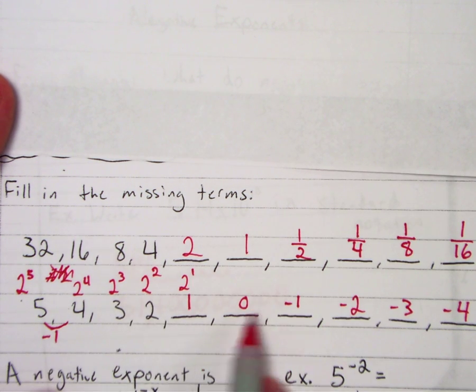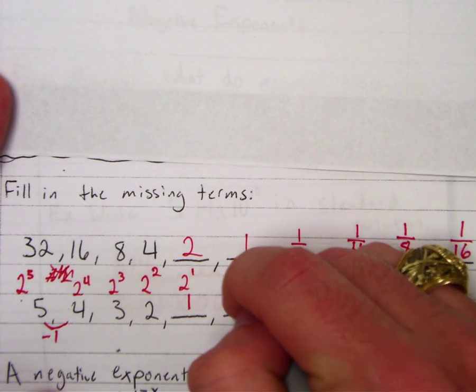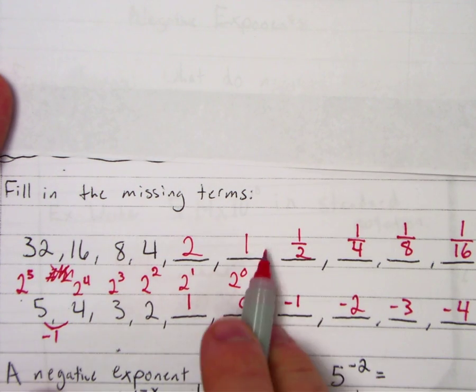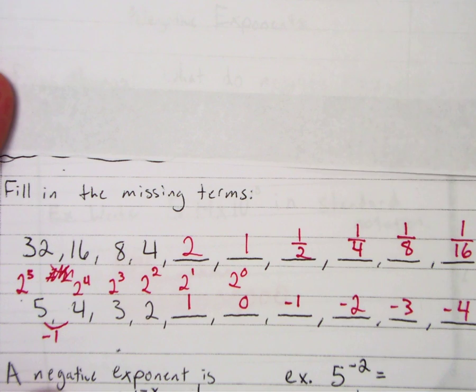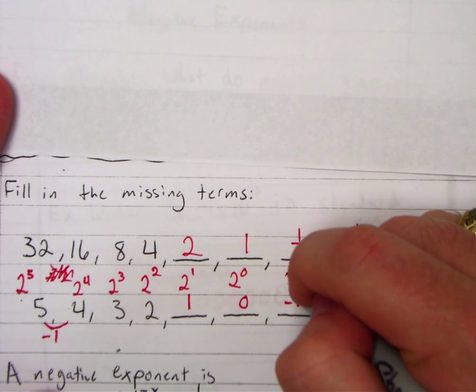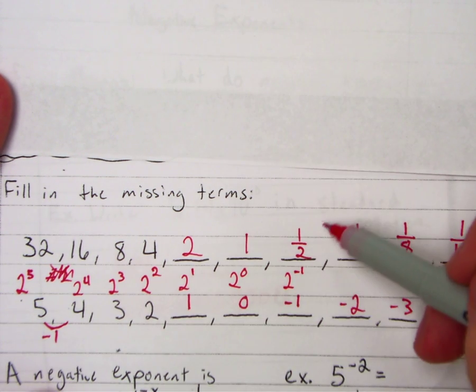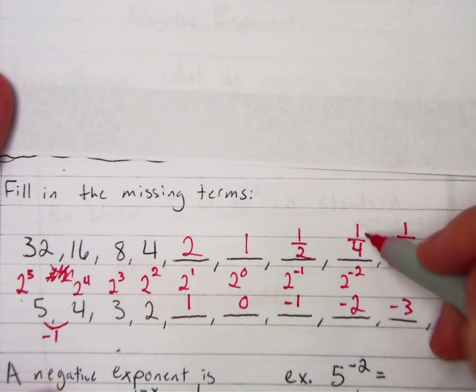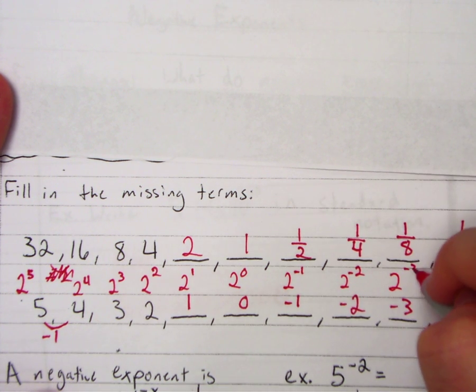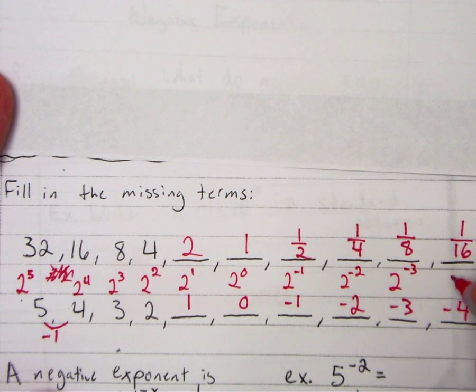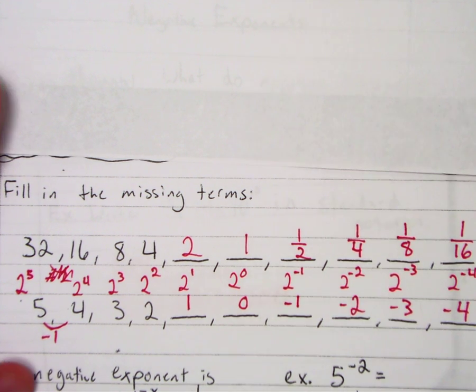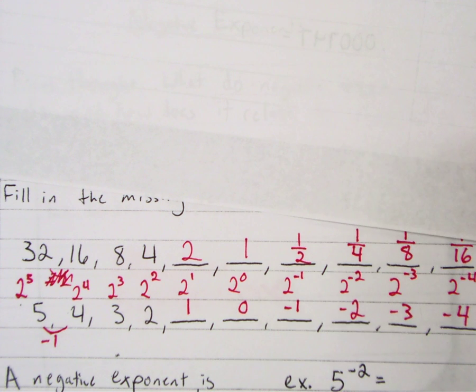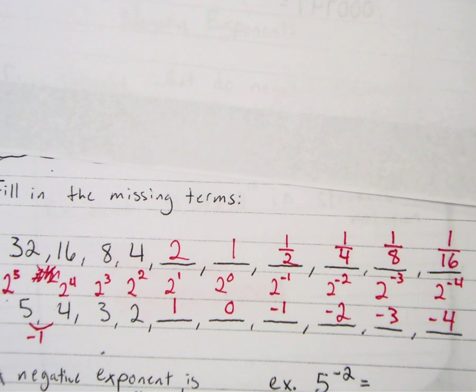5, 4, 3, 2, 1, 0, negative. So what's our next exponent going to be? 2 to the 0, which is 1. Anything raised to the 0 is 1. Okay? 2 to the -1 is 1/2. 2 to the -2 is 1/4, 2 to the negative 3 is 1/8, and 2 to the negative 4 is 1/16.